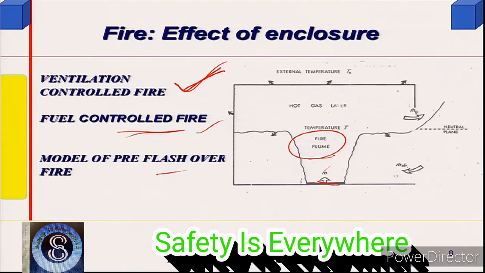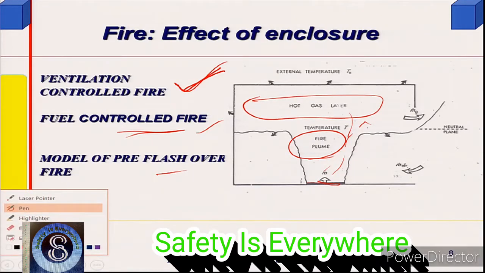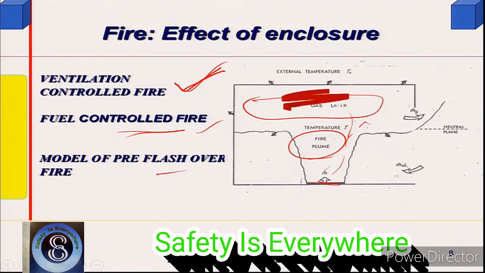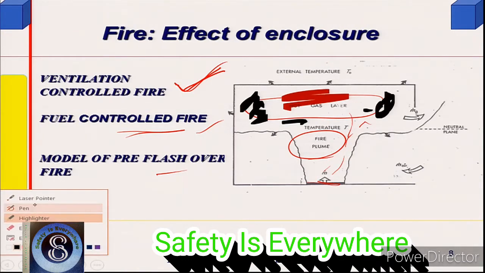Hot gases fill in this space. Hot gases will fill in these areas. So, the hot gas layer accumulates up to this line first. There is only one opening left here, just for our simple understanding.